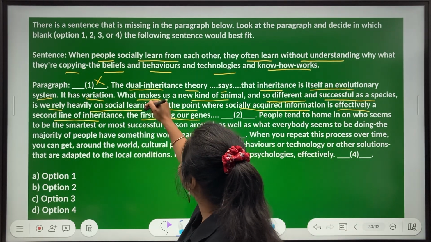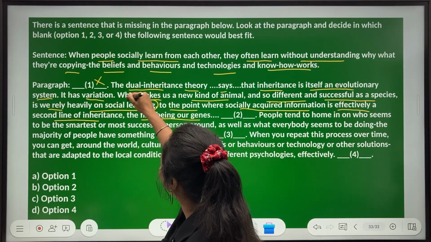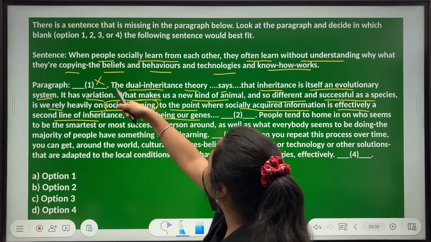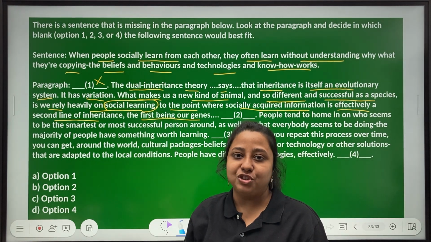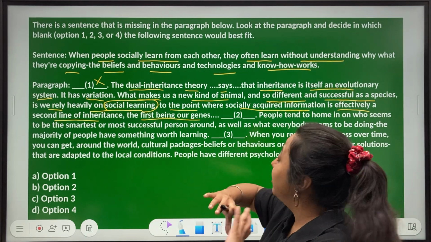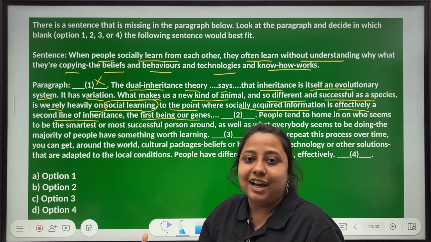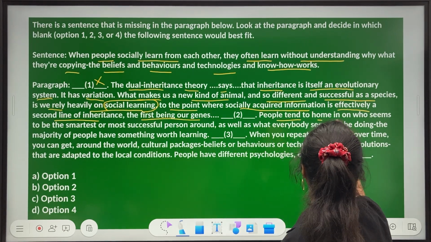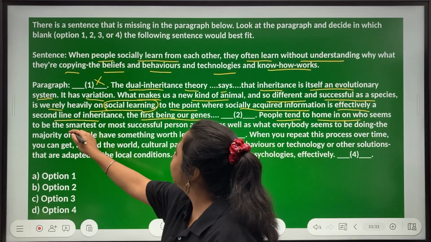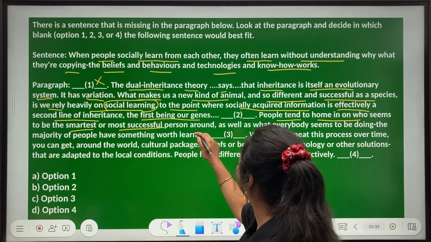अभी देखो, so यहाँ पे ना सोशल लर्निंग इंट्रोड्यूस हो चुका है ये वर्ड, और वहां पे उसके बाद की चीज बताई गई है that when people socially learn from each other, they often learn without understanding what they are learning, why they are learning. और देखो अभी ये सेंटेंस, people tend to home in on those who seem to be the smartest or the most successful person around.